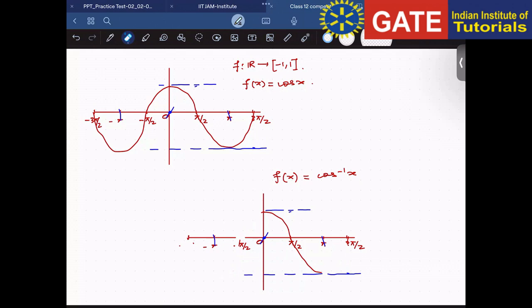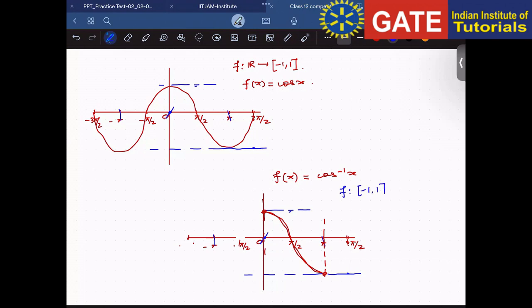How did it become one-one? See, from here to here, it is the graph now. That is, I'm restricting it from where to where? 0 to pi. Any line I draw now, it will cut only once, so it becomes one-one. Understood? So f is a function from where to where now?